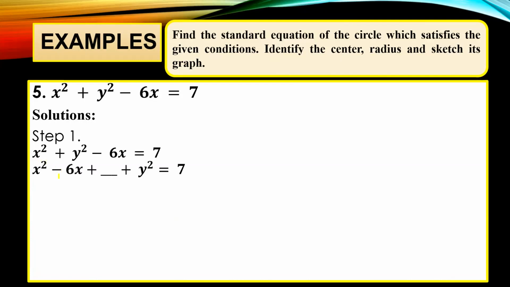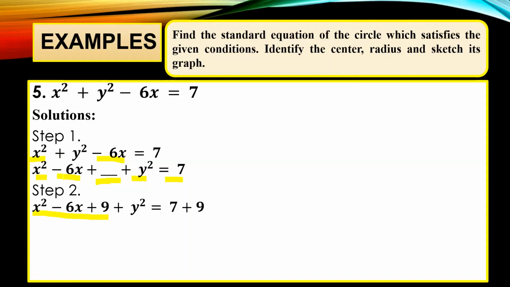Next, we need to complete the square. So we will group them. We have the x squared and the −6x. So we have x squared minus 6x plus blank, since we don't know yet what the number will be, plus y squared equals 7. Next, step 2: x squared minus 6x plus 9.